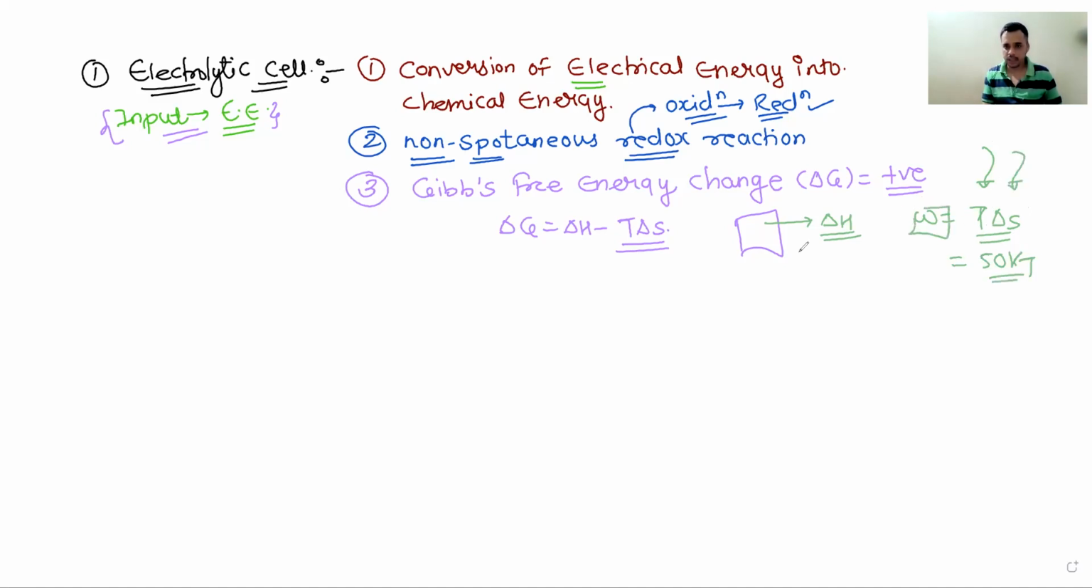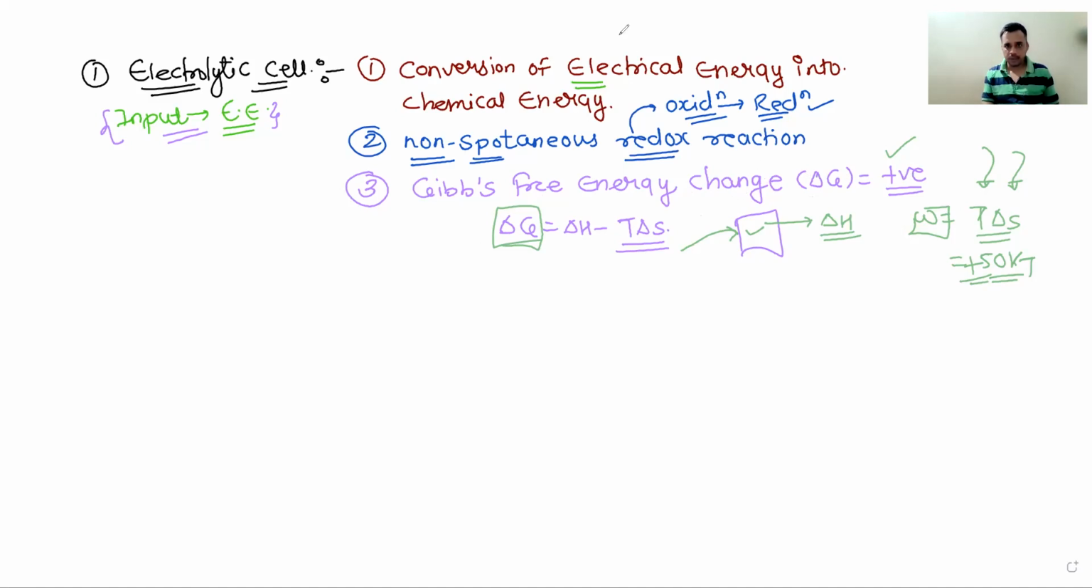So this work is not done by the system. The system is not doing any kind of work over here. So this plus 60 will be saved for the system because it is getting it from the outside. So this will be delta G. So delta G will be positive in this scenario. Ultimately, when a spontaneous reaction is there, we use delta G as a negative terminology.